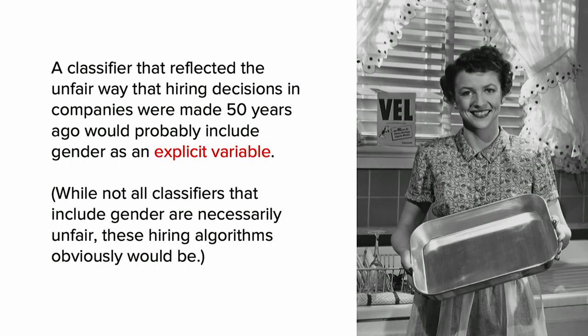So to begin with, let's go back in time. We'll think about, say, a hiring algorithm. Machine learning wasn't really a thing 50 years ago, but if you were to try and create an algorithm that reflected how people actually made hiring decisions 50 years ago, it would probably include gender as an explicit variable, right? Quite often, women were explicitly excluded from hiring decisions simply because they were women. Now, I want to emphasize, that's one obvious way in which an algorithm can treat different people unfairly, right?